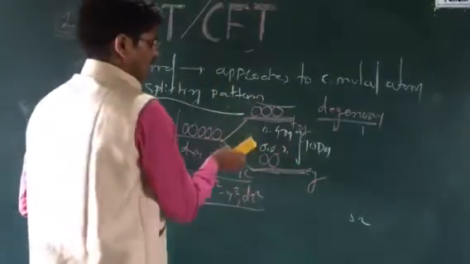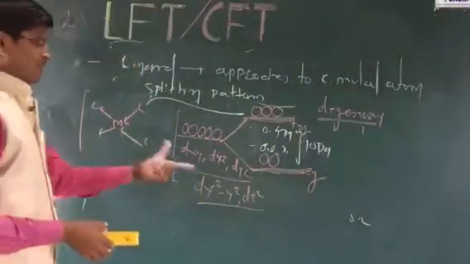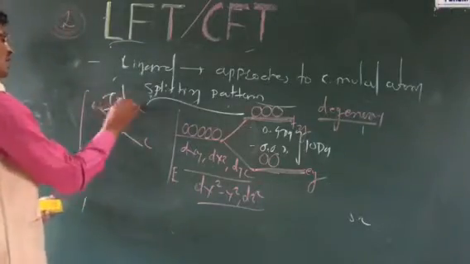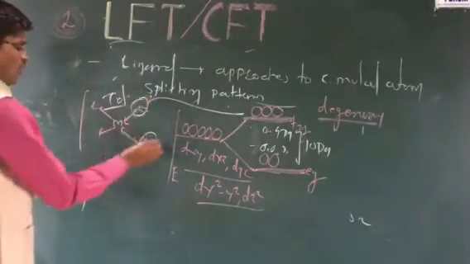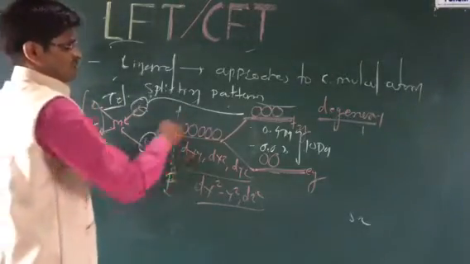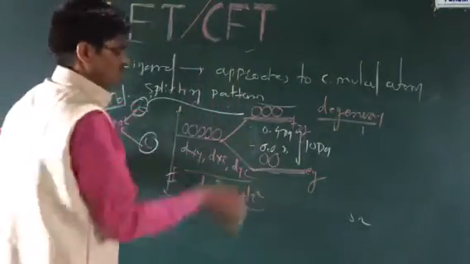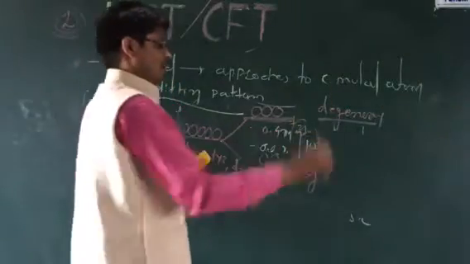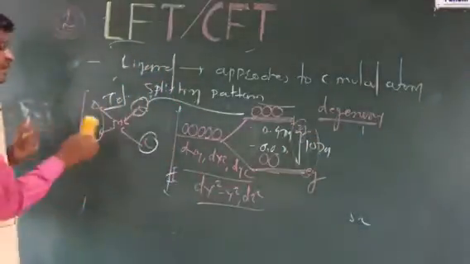These are the 10 Dq values for the tetrahedral complexes. This is for tetrahedral complexes because 4 ligands approach the central metal atom and the energy level splitting pattern takes place. The levels are E and T2, and the total value is 10 Dq.